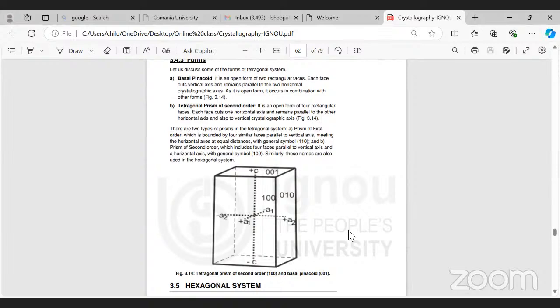And the tetragonal prism of second order is also an open form with four rectangular faces. Four rectangular faces it has, and it will be cutting the four axes also, two horizontal and two vertical.